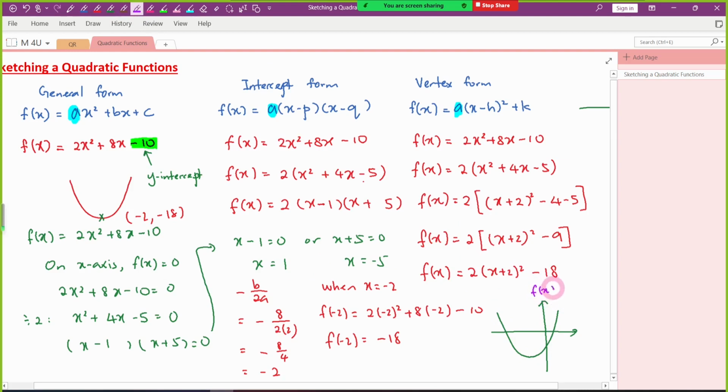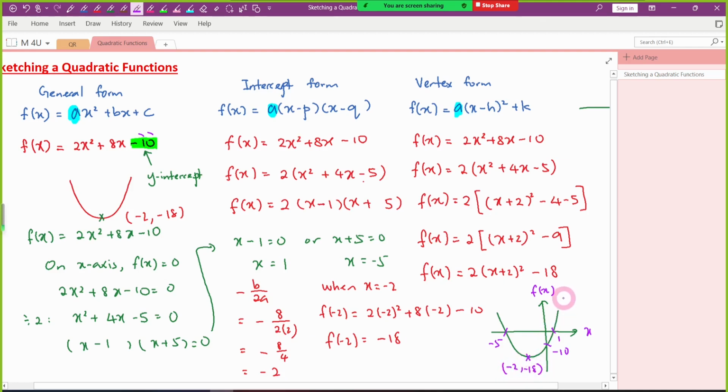So this is f of x. If the question gives you f of x, you just write f of x. If the question gives you y, you just write y. So this is x. Y-intercept is -10. And the x-intercepts are 1 and -5. So this is -5. This is 1. And the minimum point, the coordinate of the vertex, is -2, -18. Okay, this is the graph.